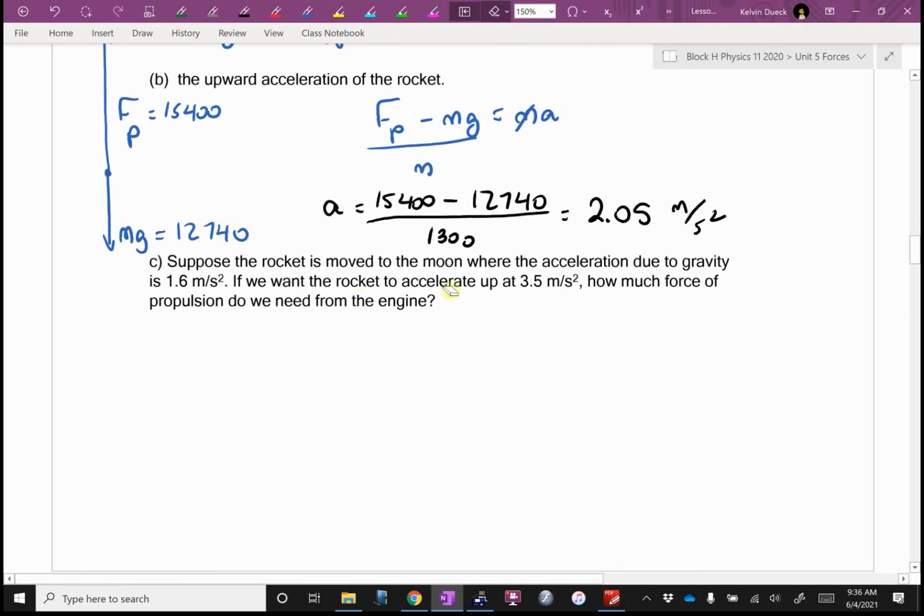Now let's go to the moon. Suppose we move this rocket to the moon where the acceleration due to gravity is 1.6 meters per second squared. If we want the rocket to accelerate up at 3.5 meters per second squared, how much force of propulsion do we need from the engine? Ooh, cool. Lyle, what's this question asking me to find?